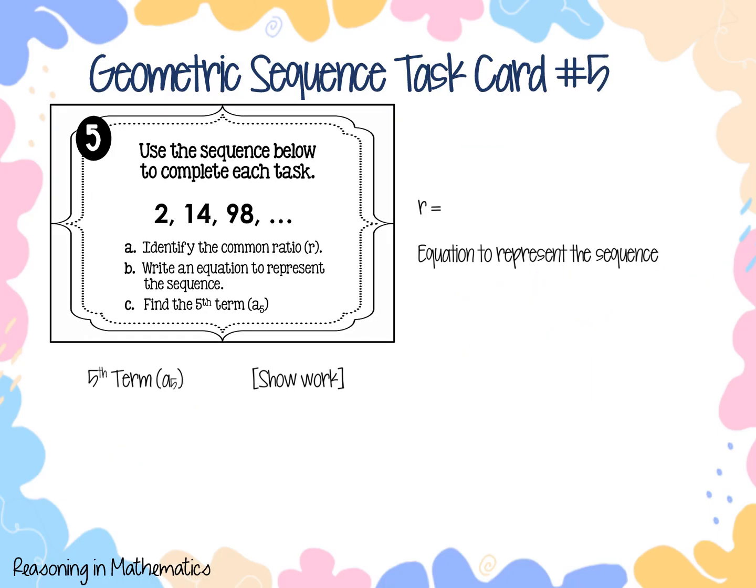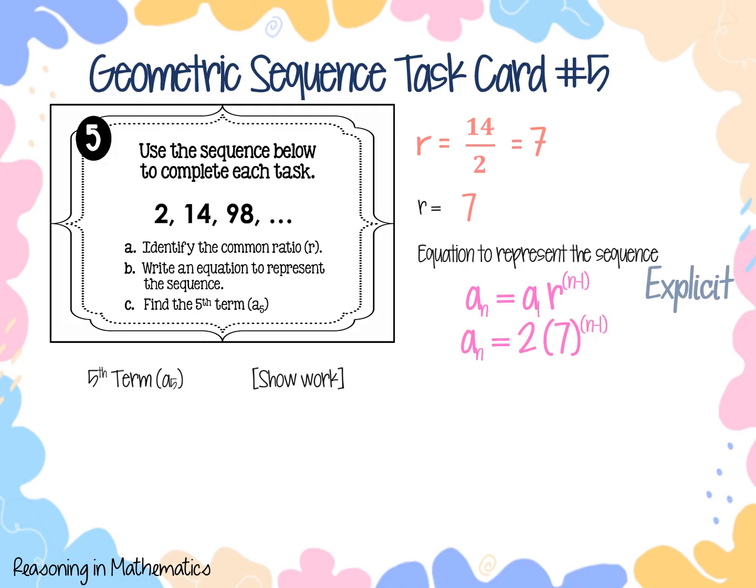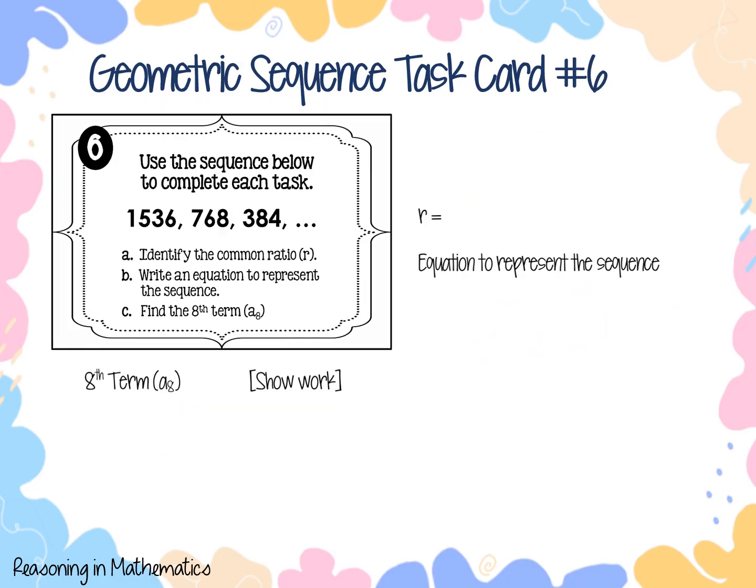Geometric sequence, task card number 5. Sequence below is 2, 14, 98. Let's see what our common ratio is. 14 divided by 2 is 7. Common ratio is 7. Use our explicit formula. Initial term is 2. r is 7. Plug it in. We want the 5th term. In place of the n's, put in 5. Of course, our exponent is going to be 4. Plug it in your calculator. You should get 4,802.